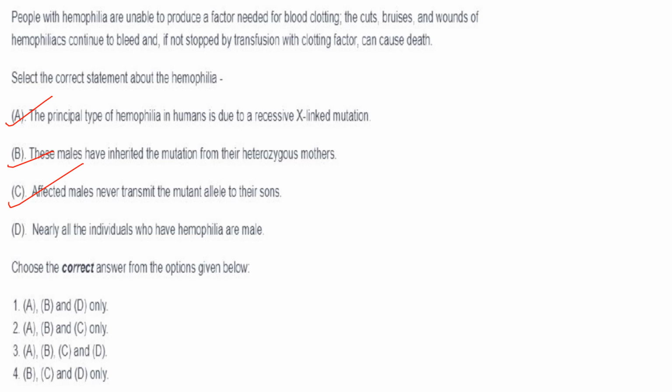They pass on only the Y chromosome to their sons. So that is correct. Nearly all the individuals who have hemophilia are male. Yes, that is also correct. This is the X-linked recessive inheritance pattern. So in the X-linked recessive inheritance pattern, the disease condition will be expressed more in the males than the females. So A, B, C, D are correct. So the answer is option 3.